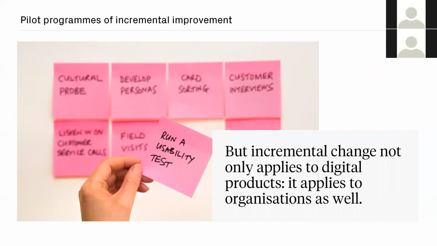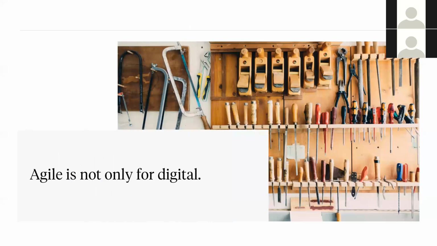Incremental change not only applies to digital products, it applies to organizations as well. Even a couple of design sprints might show the value of iterative design, rapid prototyping, and user testing. After all, if we have enough user data, then we don't need to have endless discussions about what the user would do. And the reality is that Agile is not just for digital.